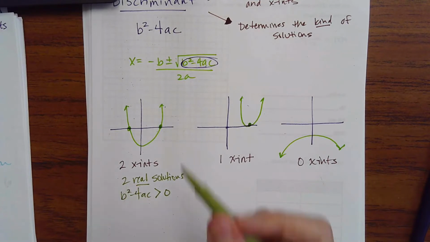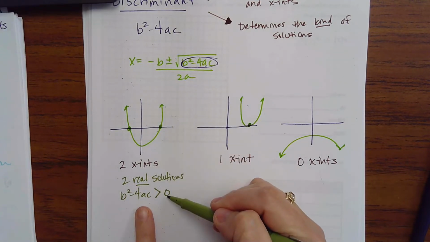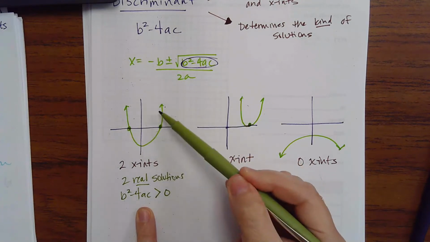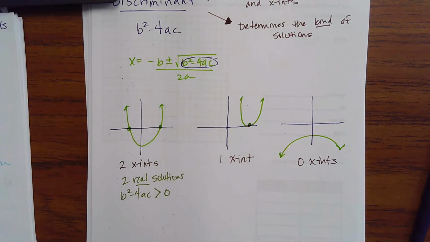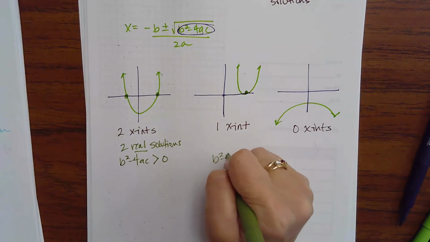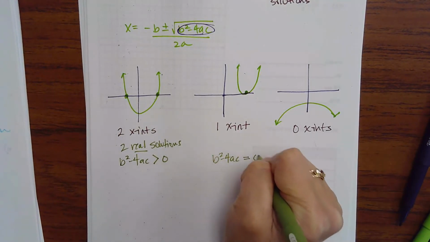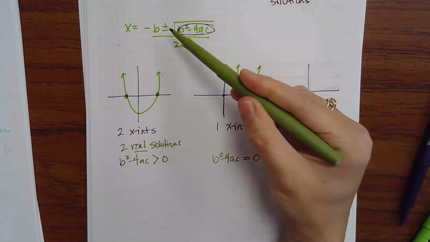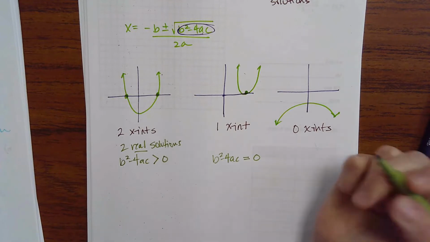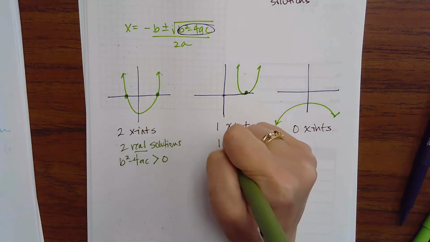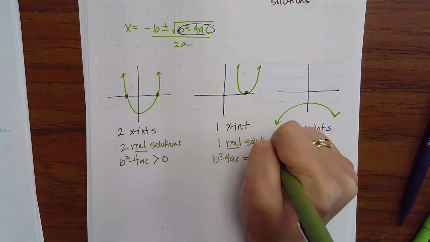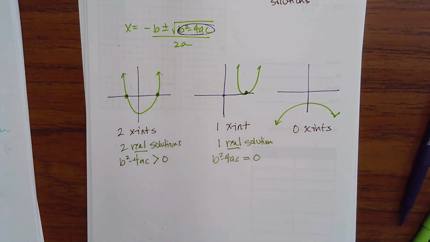So what this means is, for this type of graph, when the discriminant is greater than 0, so think any number greater than 0, you'll have two x-intercepts and two real solutions. When the discriminant is 0, so here's my discriminant, it equals 0, this is the only one where if I take plus or minus 0, I get the same answer. There's no such thing as plus or minus 0. What happens here is I get one real solution.